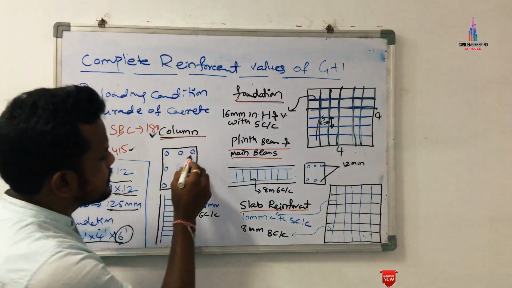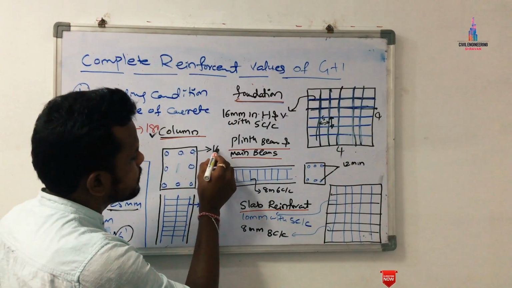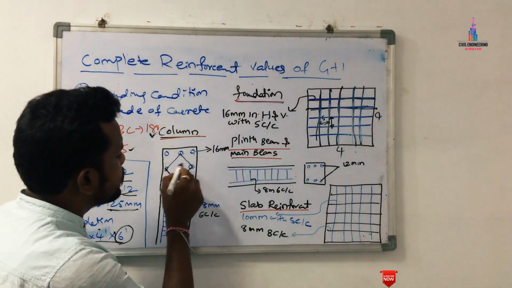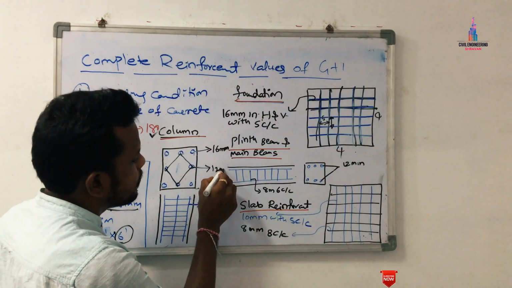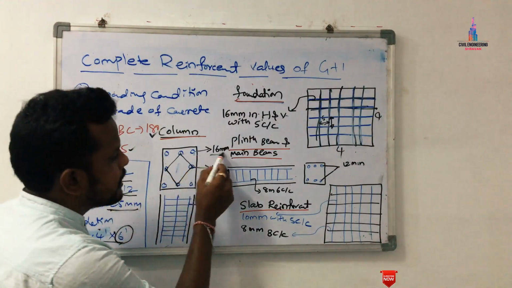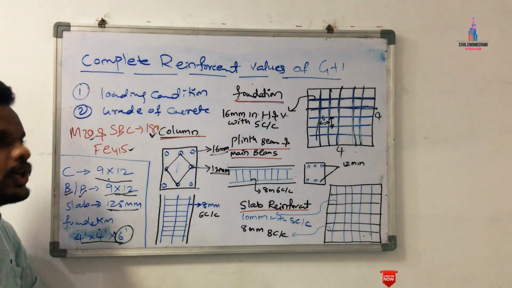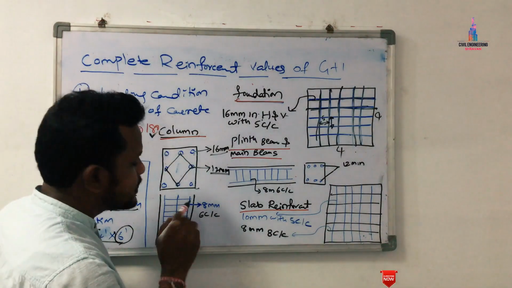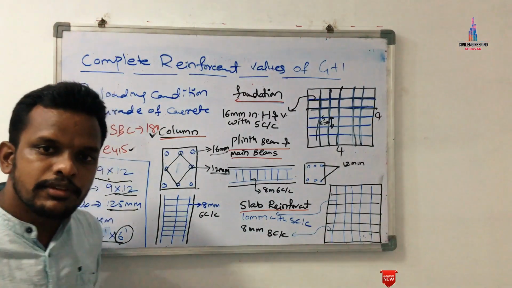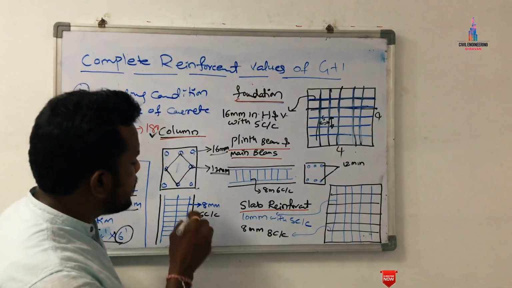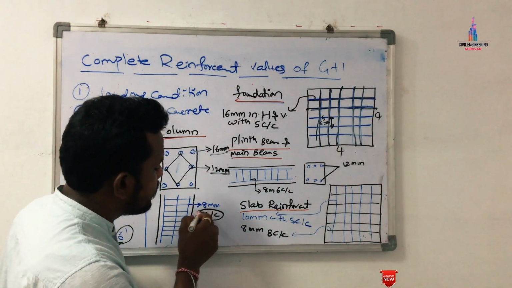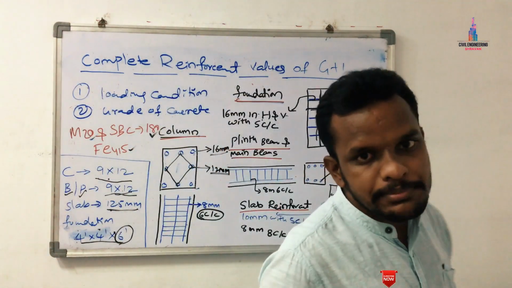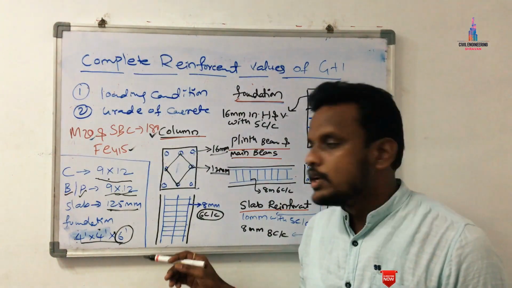For this section, the corner bars will be 16 mm diameter and the center bars will be 12 mm diameter. Remember this: corner bars 16 mm, center bars 12 mm. This is the main reinforcement. Along with these bars, we will provide stirrups. For the stirrups, we will assume a bar diameter of 8 mm and place them at 6 inch center to center distance for the column section.